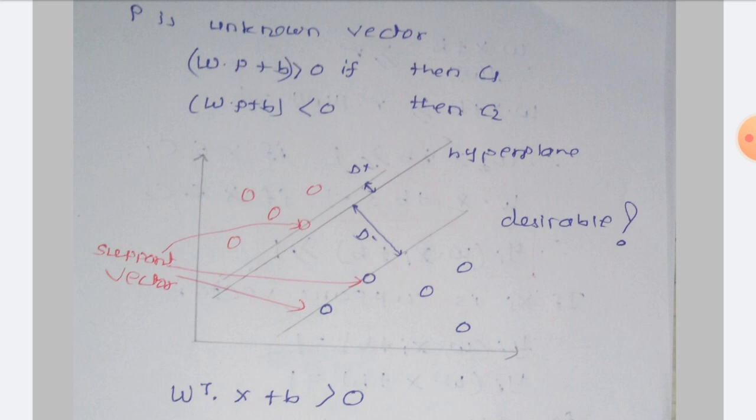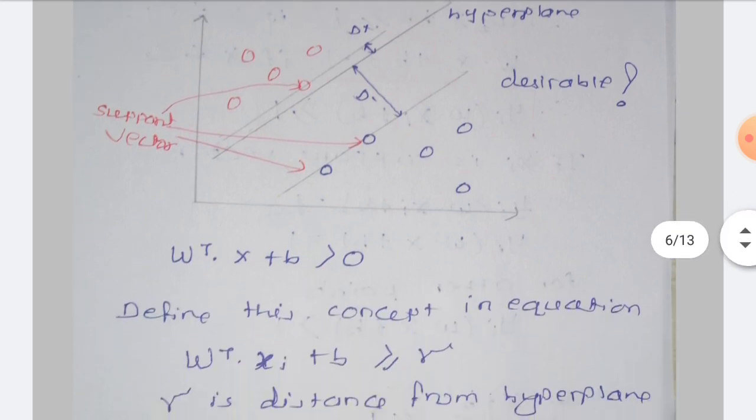The hyperplane should be in the middle of these two points, or near the middle. That means d plus and d minus should be maximum. So we have to define the hyperplane in such a way that the d plus distance and d minus distance are maximum. Now how do we define this in the form of an equation? Obviously W^T x + b should not just be greater than 0. Instead of 0 we take some value, which we define in the form of gamma.